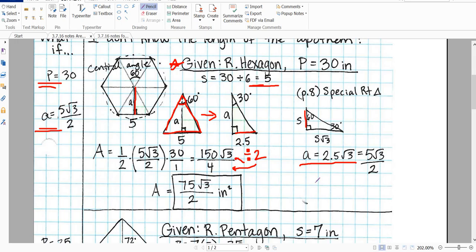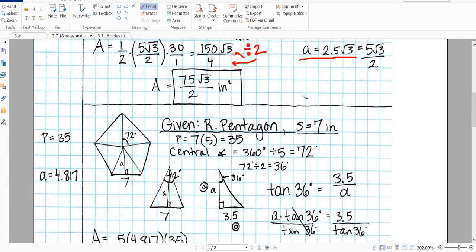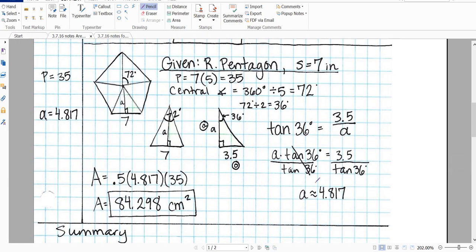Alright, moving on to our next example. Now we've got a regular pentagon, so 5 sides again. And our given information tells us that each side is 7 inches. So let's find the perimeter. Since there's 5 sides, 7 times 5 is 35. Now we need our central angle.